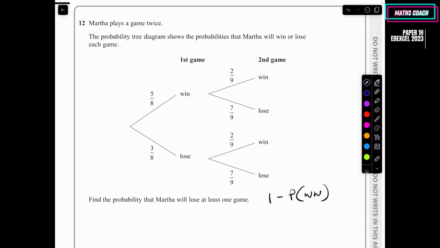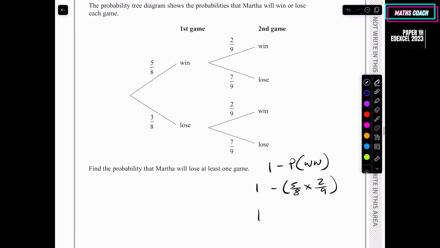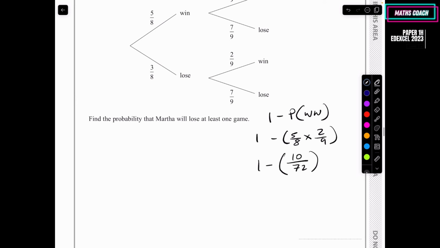losing game. Okay, so let's find the probability of her winning, which is 5 over 8 times 2 over 9. Okay, so non-calculator, remember. That's 10 over 72. So how do we deal with this without a calculator? Well, let's make 1 72 over 72 and 10 over 72. Okay, remember, we can make 1 into any fraction that we want, because 72 over 72 is still 1, and I use 72 because this has a denominator of 72.